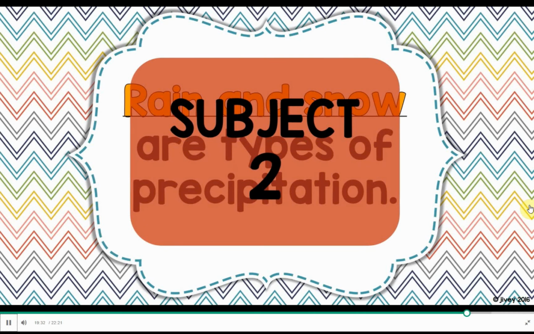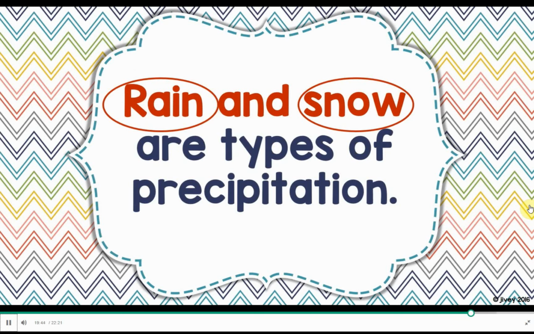Did you say subject? You are correct. And if you were holding up 2 fingers to show that it is a compound subject, then you were also correct. Rain and snow is our complete subject. Rain and snow are the 2 nouns that are in our complete subject. These 2 nouns are our compound subject, because they are both types of precipitation.